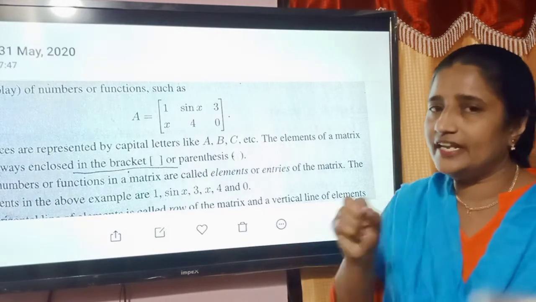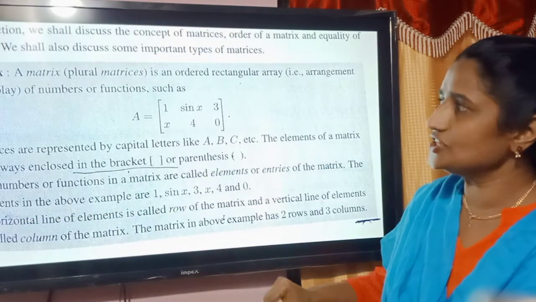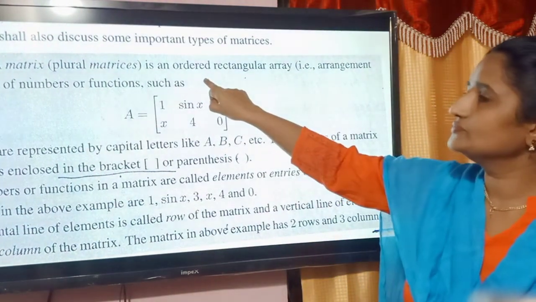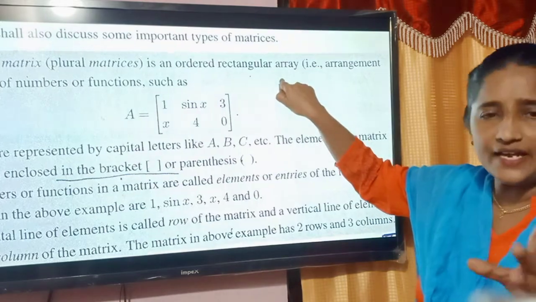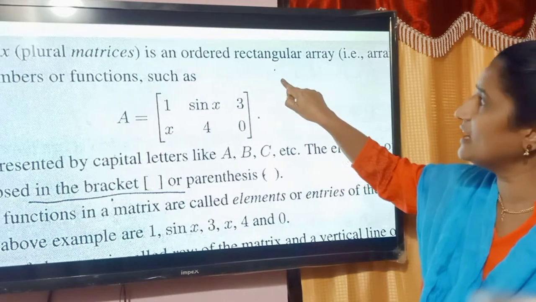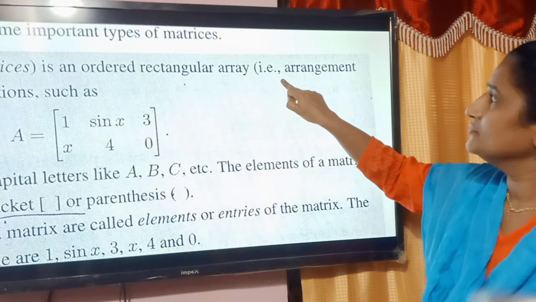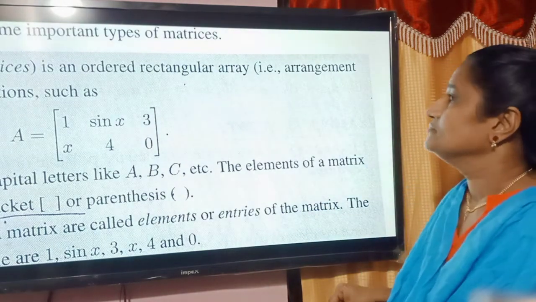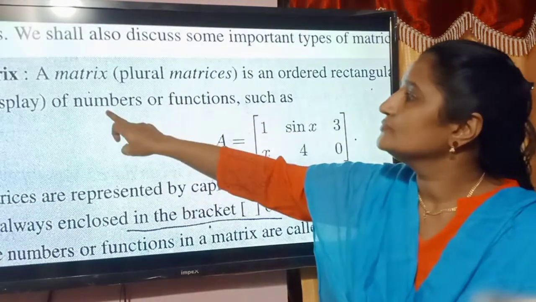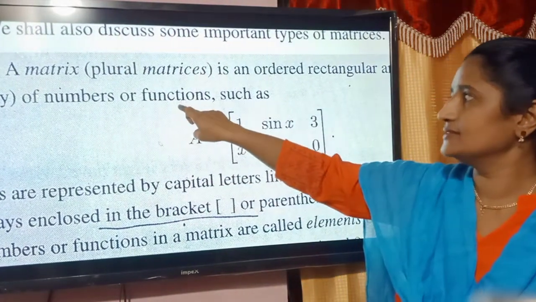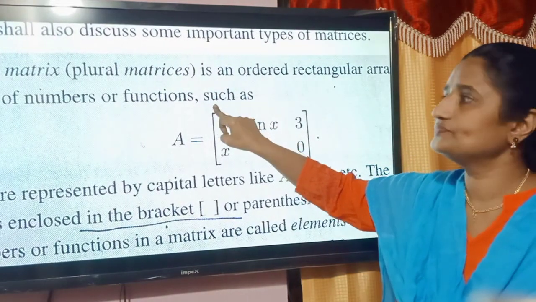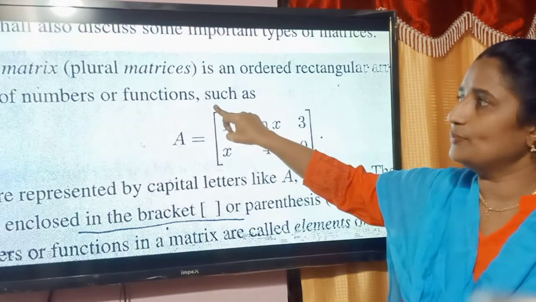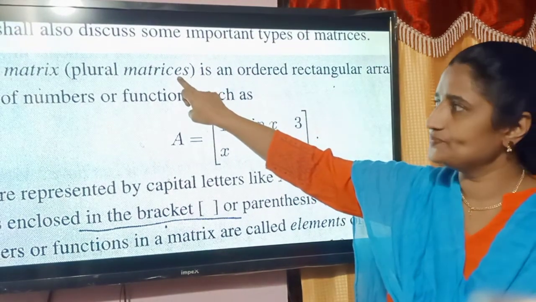Write the heading Matrix. Then write: a matrix is an ordered rectangular array, A-R-R-A-Y. In brackets you write, that is arrangement, of numbers or functions. Numbers or functions. The plural form of matrix is matrices.